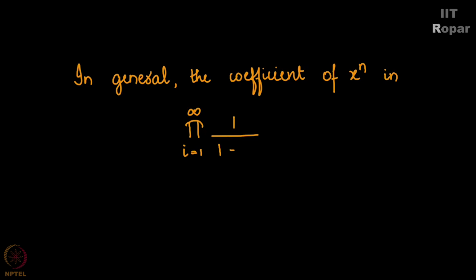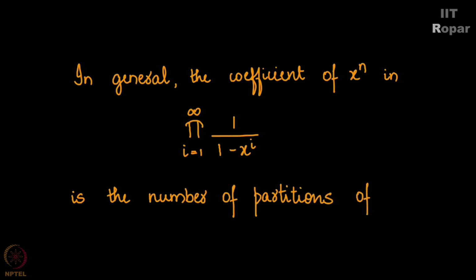So, in general, the coefficient of x to the n in the product over i from 1 to infinity of 1 by 1 minus x to the i is the number of partitions of n. I hope it is clear to all of you. We had earlier seen the coefficient of x to the 6, right? Now, in general, I am telling you that the coefficient of x to the n in this product will give you the number of partitions of n.